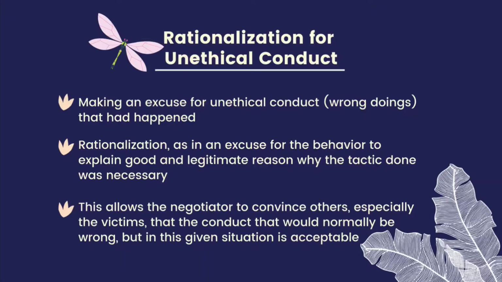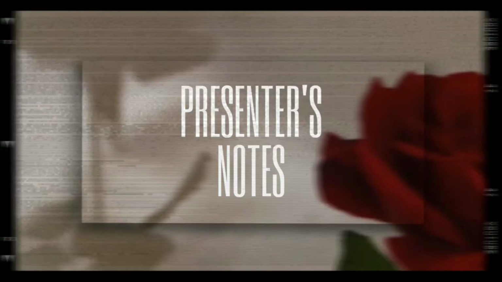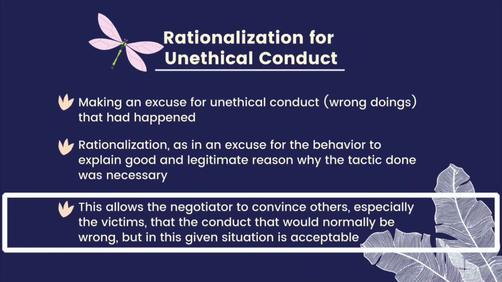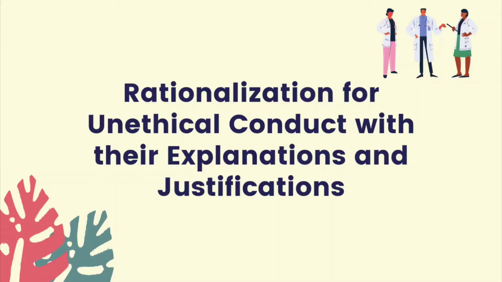Definition. Rationalization, as in an excuse for the behavior to explain good and legitimate reason why the tactic done was necessary. It's basically something that you explain to somebody to justify what you did, even though something that you did was wrong. This allowed the negotiator to convince others, especially the victim, that the conduct that would normally be wrong but in this given situation is acceptable. RUC example. In total, there are 8 examples of RUC, with their explanation and justification.